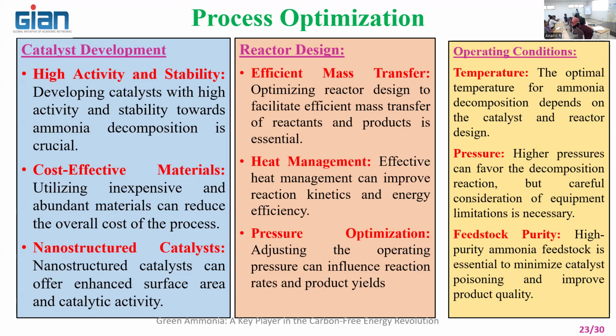High activity and stability: developing a catalyst with high activity and stability towards ammonia decomposition is crucial. So a lot of research is necessary. And we need to think not only about higher activity and stability, but also the cost. Utilizing inexpensive and abundant materials can reduce the overall cost of the process.